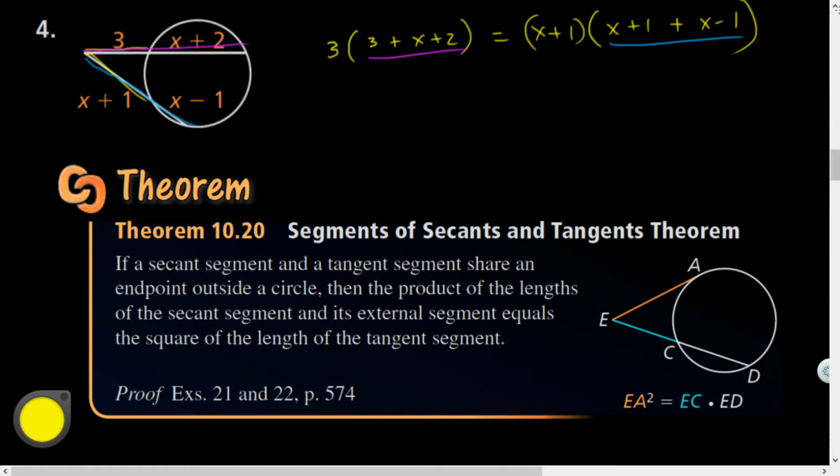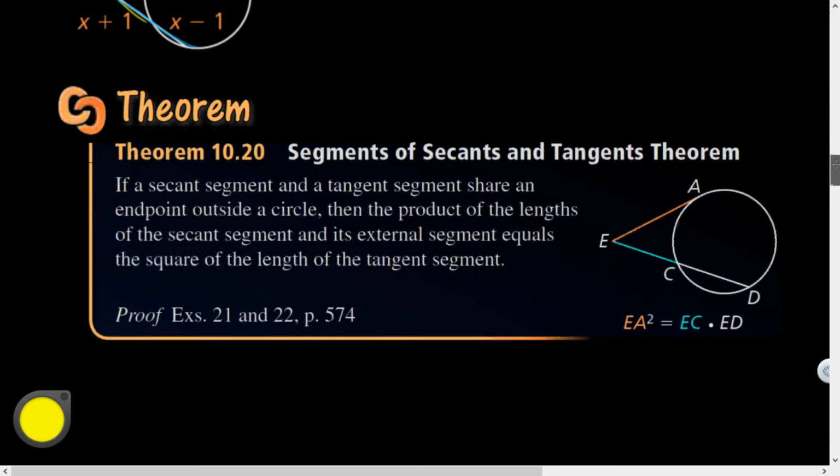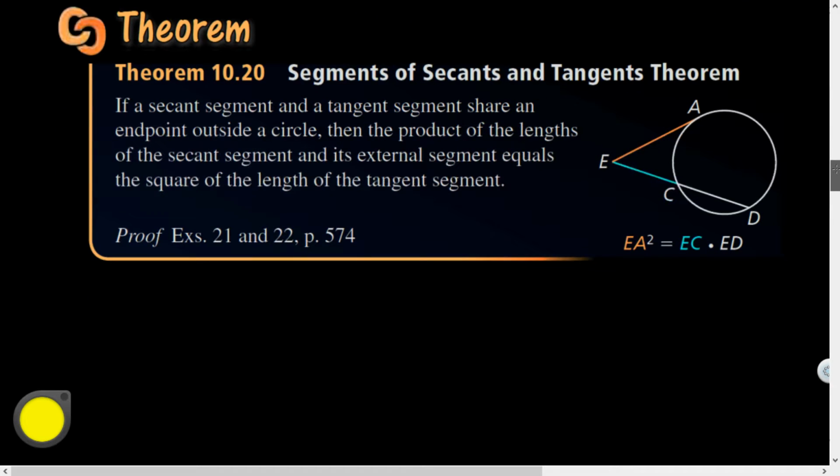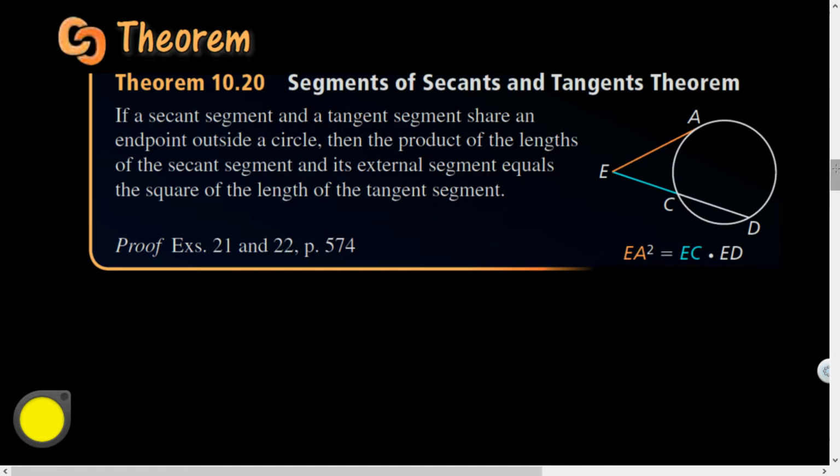All right. The secant-tangent is a circle theorem. It's called the segments of secants and tangents theorem. Which, okay, this makes sense. EA times EA is going to equal EC times the entire length across. Okay? So that's that part there.